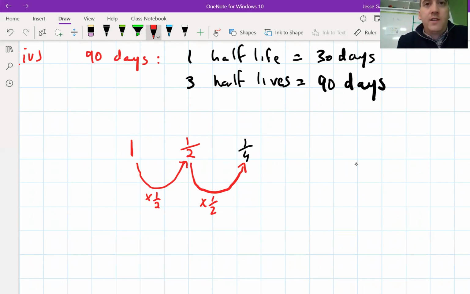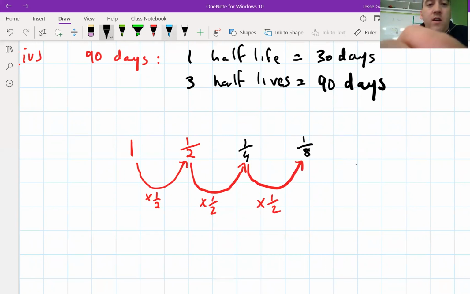So if you didn't finish this off, pause the video, finish it off now. Okay, so let's do the third half-life. So we're timesing it by a half again. So the amount of mass has halved again. And if you're not sure on multiplying fractions, get your calculator out, do a quarter times a half. What you're going to get is 1/8. Okay, and this is your final answer. So 1/8 of the mass was left after 1, 2, 3 half-lives.